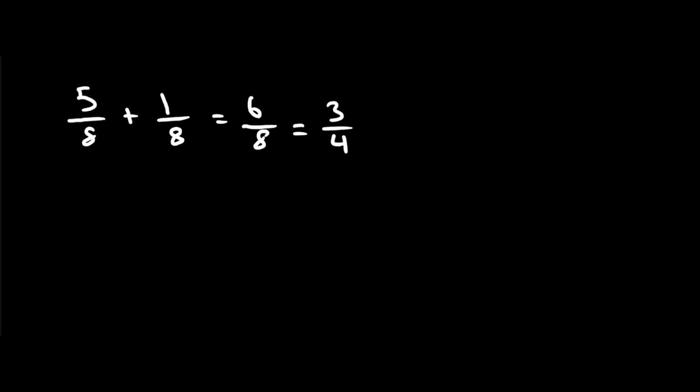Now what happens if the denominators are different? Look at this. 1 by 4 plus 1 by 6. The denominators don't match, so we can't add them directly. First, we need to find the LCM of the denominators. In this case, it's 4 and 6.